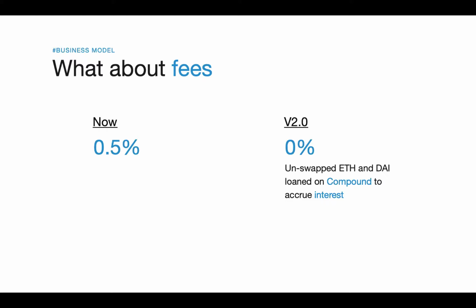In version 2, I want to bring that down to 0% and make the business model completely about making interest on the Ethereum and DAI that's deposited into the smart contract. We can do this by loaning out the Ethereum and DAI that is yet to be traded. We can loan that out on Compound to accrue interest and give people the free service and still be making money.